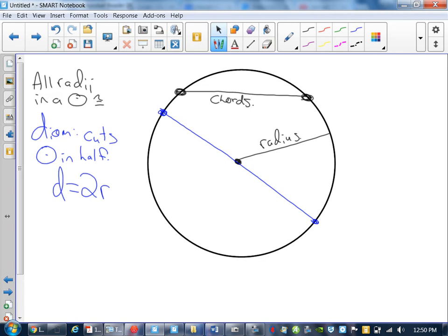After you had the diameter, we also then drew in this. It was the secant. The secant was a segment that went through a circle.